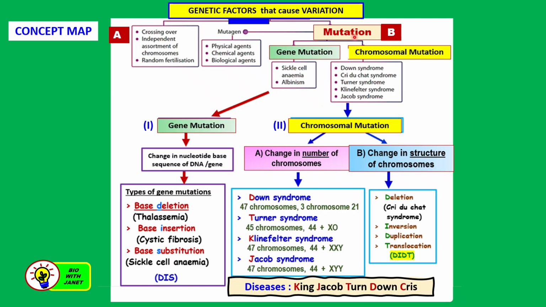Now, under mutation, we have discussed what is a mutagen, which is a substance that can cause mutation, or spontaneous and random changes in the genetic material of a cell.